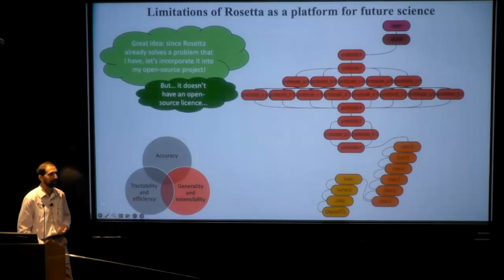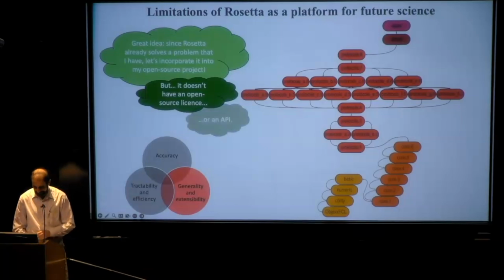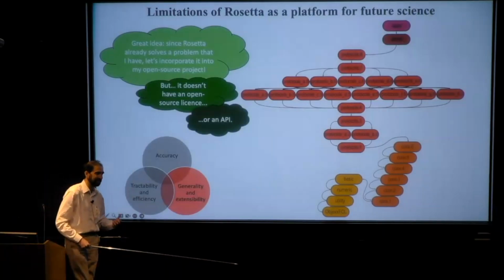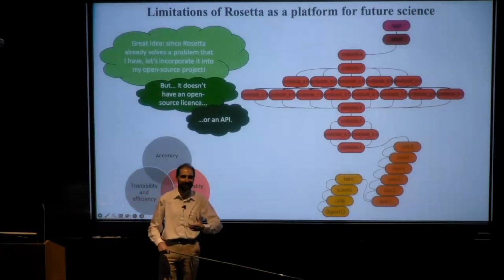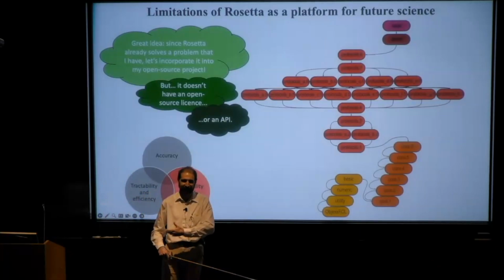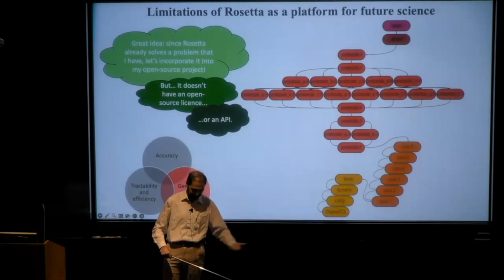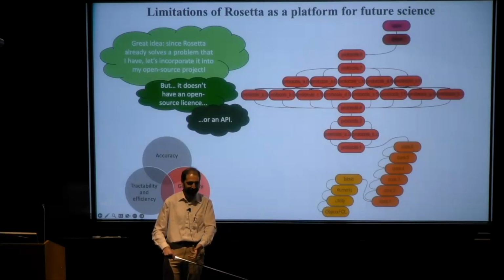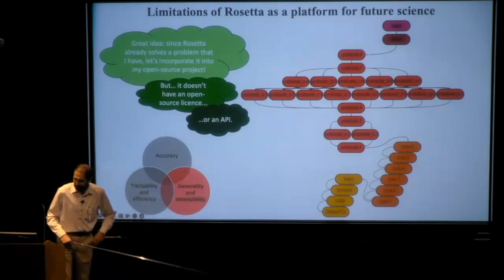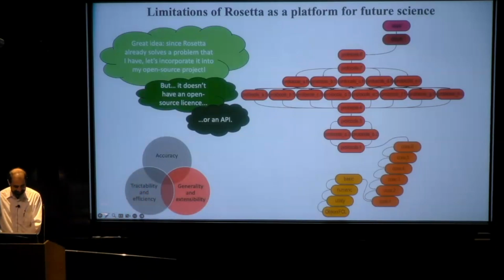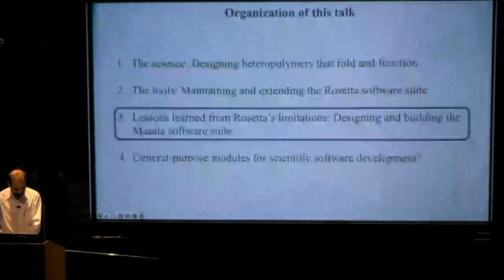Rosetta doesn't have an open source license. I can't do that. And it also doesn't have an API. Even if I could do it from a licensing perspective, if I link something else against Rosetta and the Rosetta API changes, then I've broken whatever depends on it. So all of this has been something that we've been beating our head against more and more.